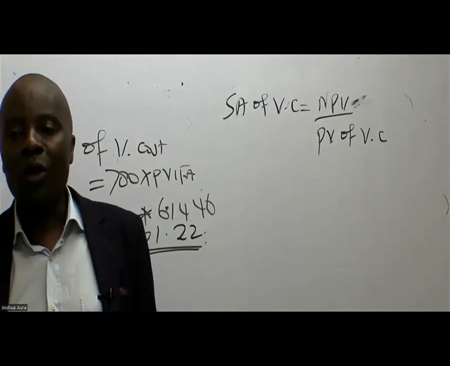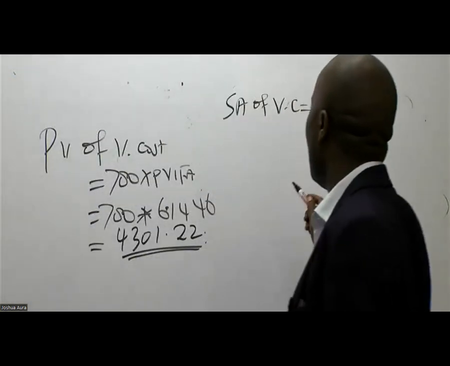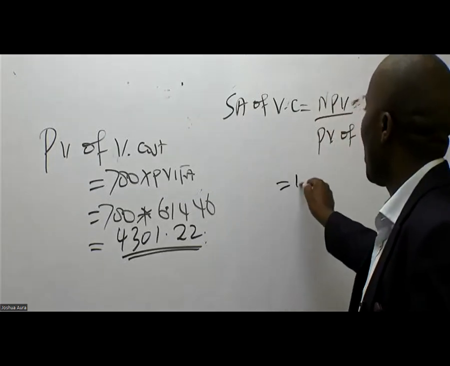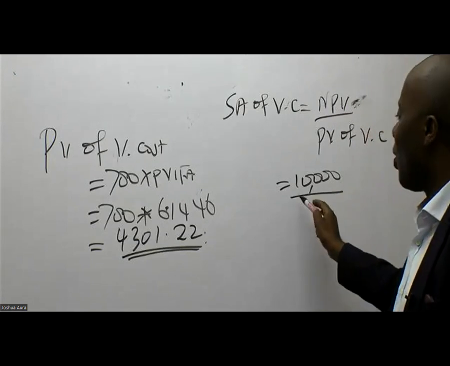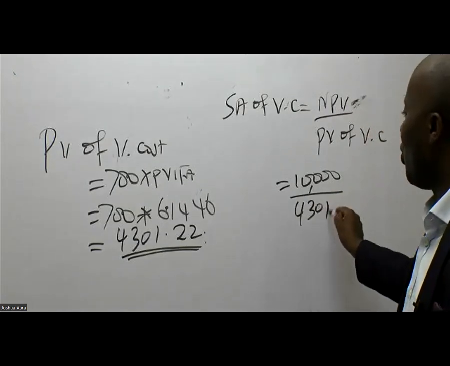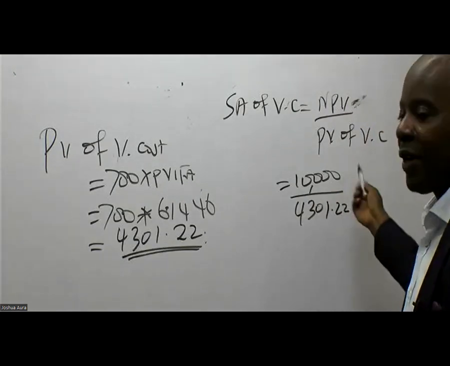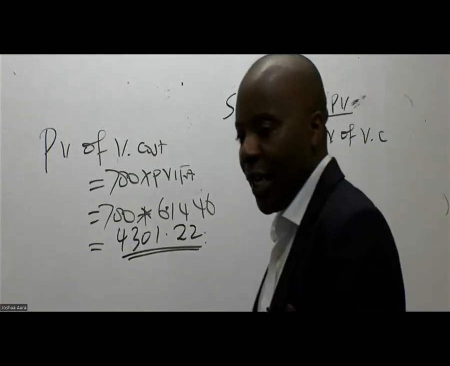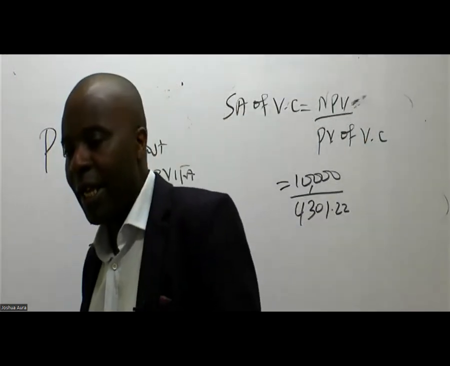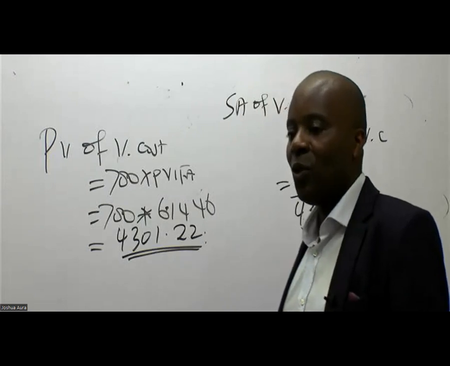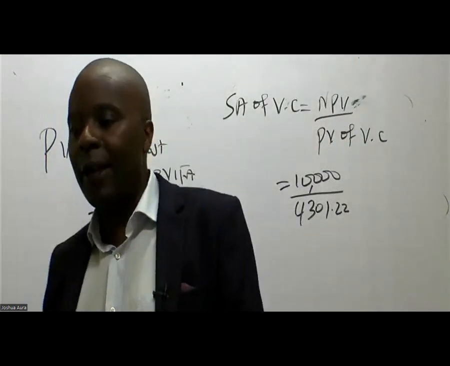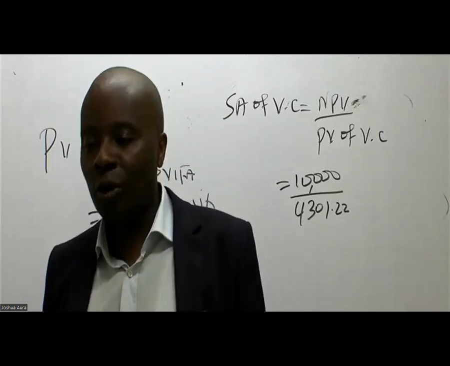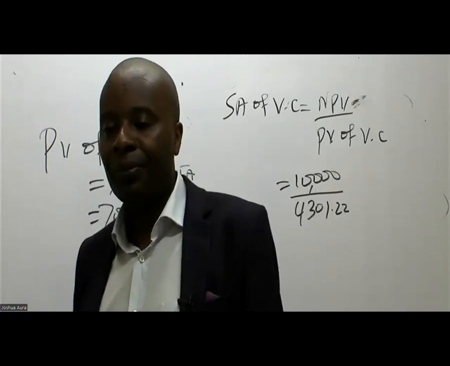So remember that our net present value still stands at what here, somebody? This still stands at 10,000, all over the present value of variable cost, which will be 4301.22. Whatever I get times 100. So when I multiply this with 100, then I'm going to get 232 point something percent.